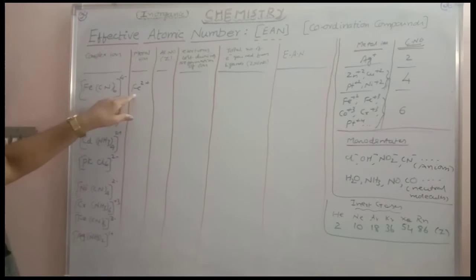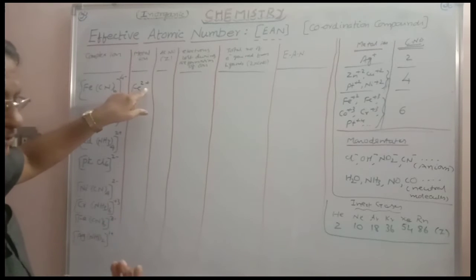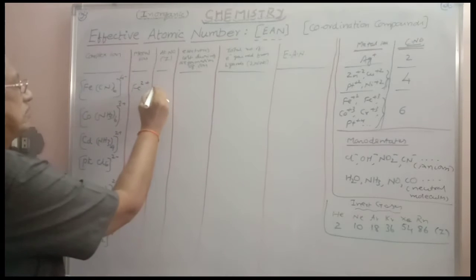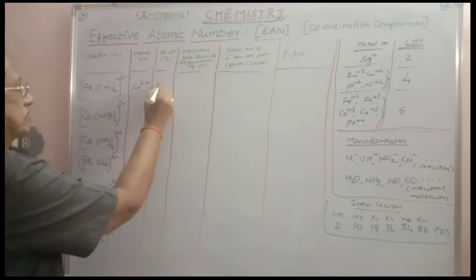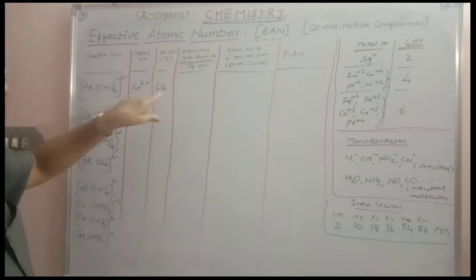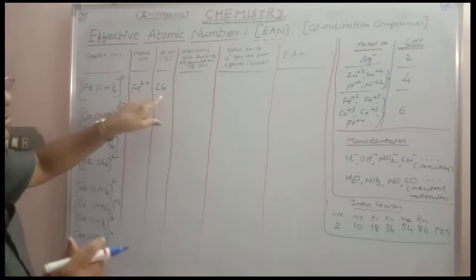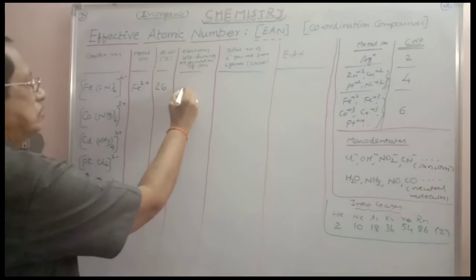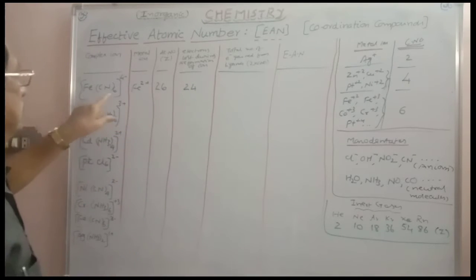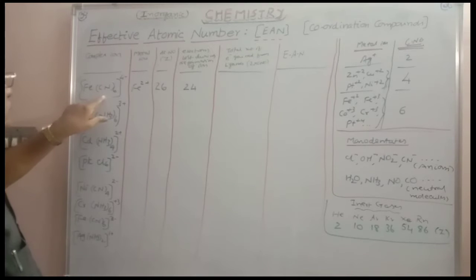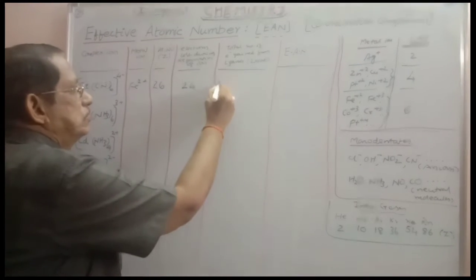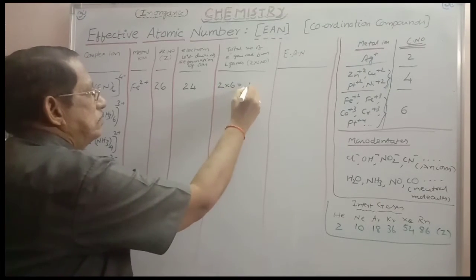So here Fe plus 2 means it has to lose 2 electrons during the ion formation. What is the atomic number? Atomic number of iron is 26. Fe plus 2 is obtained by losing 2 electrons from it, and so this is equal to 24. Right? What is the coordination number here? Coordination number is equal to 6. Each coordination involves 2 electrons. So 2 into 6 is equal to 12.